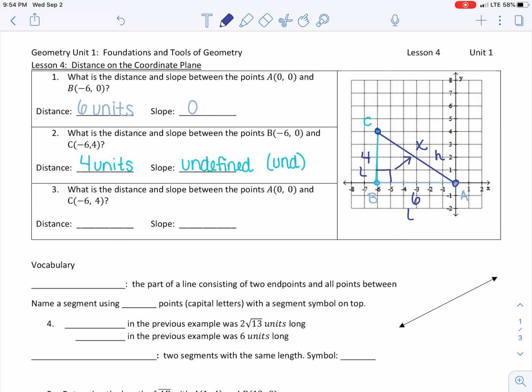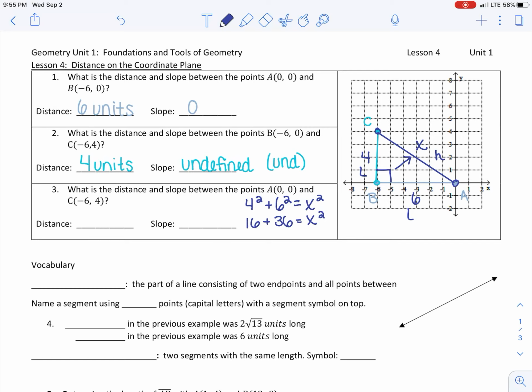So we're going to use a squared plus b squared equals c squared. Our a and b are our legs. It does not matter which one you put first. So we're just going to put 4 squared plus 6 squared. And that's going to be equal to our hypotenuse squared, which we don't know yet. That's what we're trying to find, that distance between A and C. So I can say 4 squared is 16 plus 6 squared is 36. And that's equal to x squared.